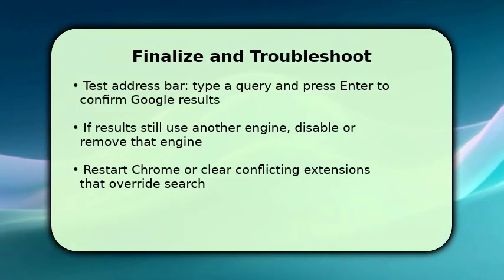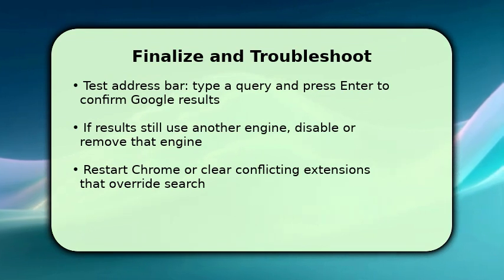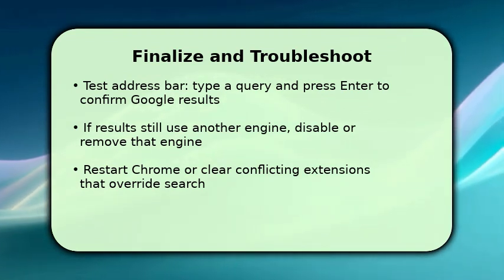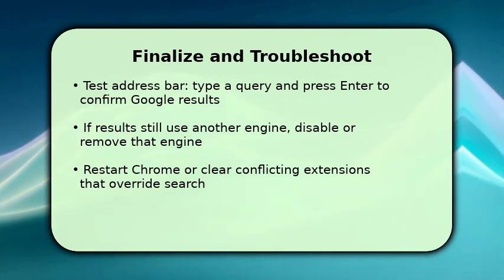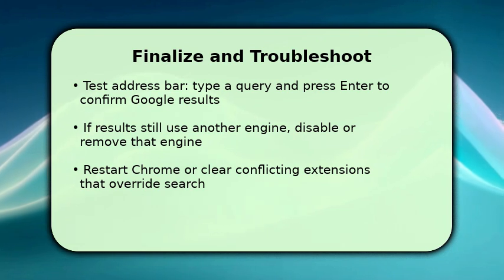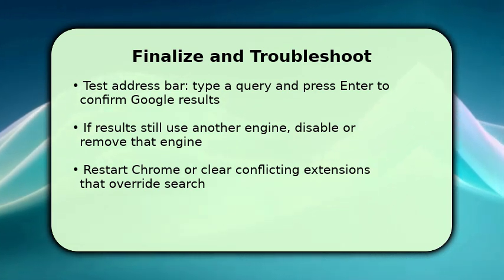If another engine still appears, return to Manage Search Engines and remove or disable the competing entry, because secondary entries can persist. Also check extensions, some override search behavior. Disable suspicious extensions and retry.